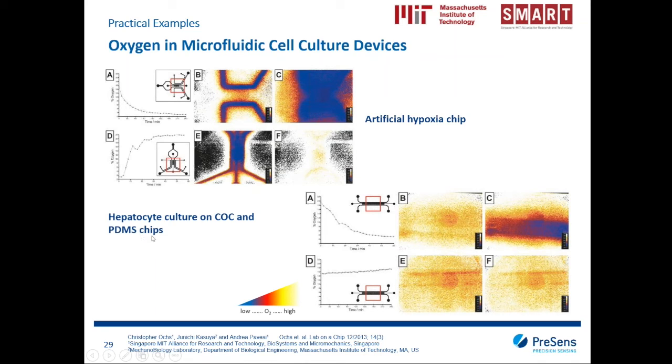But if you use PDMS as a chip material, as in this case in the lower row, PDMS is more permeable to oxygen, and thus oxygen from the side channels of the system is allowed to diffuse towards the cell culture channel, and thereby you can generate more even cell culture conditions. Thereby you can adjust, for example, the oxygenation for your cells, and you can also grow them in a more physiological way.